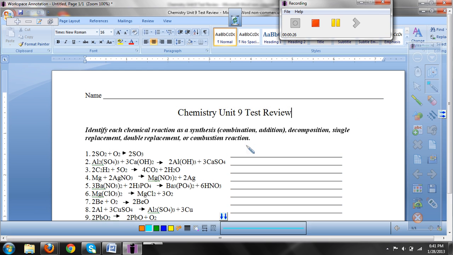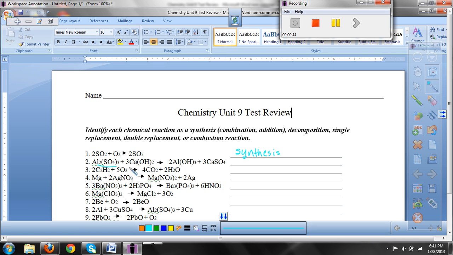So when I did it, I said, well, I know that these two are going to come together. SO2, sulfur dioxide, is going to come together with oxygen to make sulfur trioxide, so I call that a synthesis. If you don't like the word synthesis, you can use addition or combination or composition. Those are all valid terms.